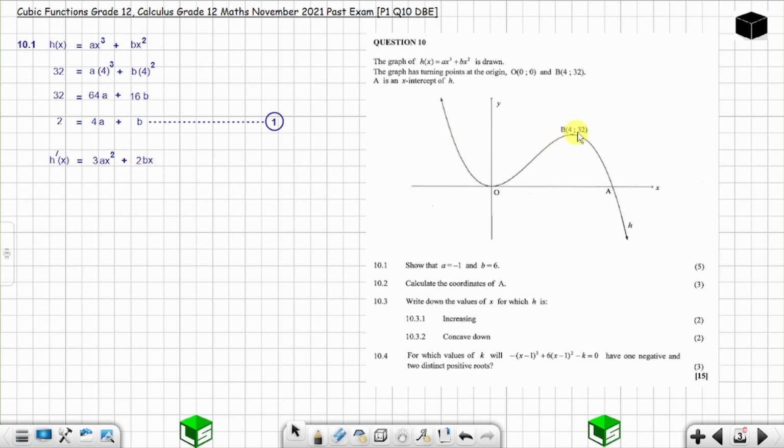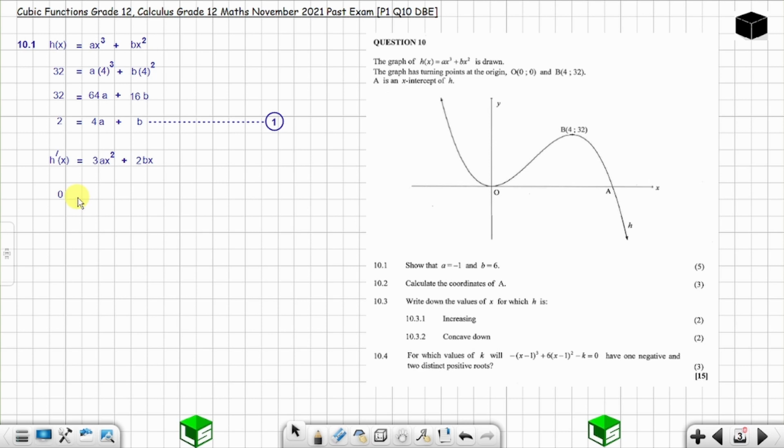So at the turning point, the first derivative is equal to 0. So h prime of x at the turning point is equal to 0, not 32, but 0. Remember that the first derivative at the turning point is always equal to 0. 32 is h of x, but h prime of x is equal to 0 at the turning point.